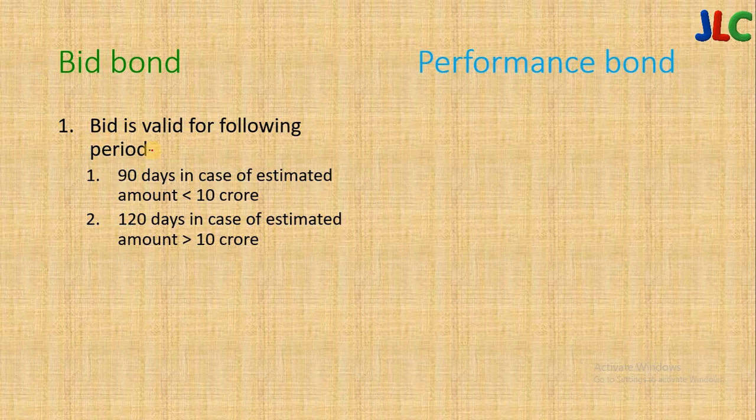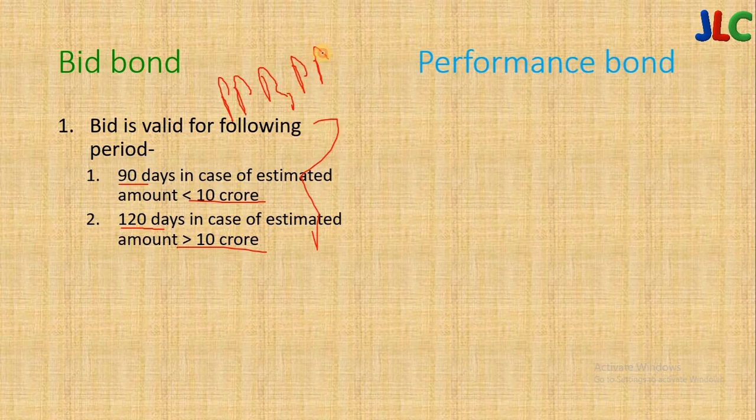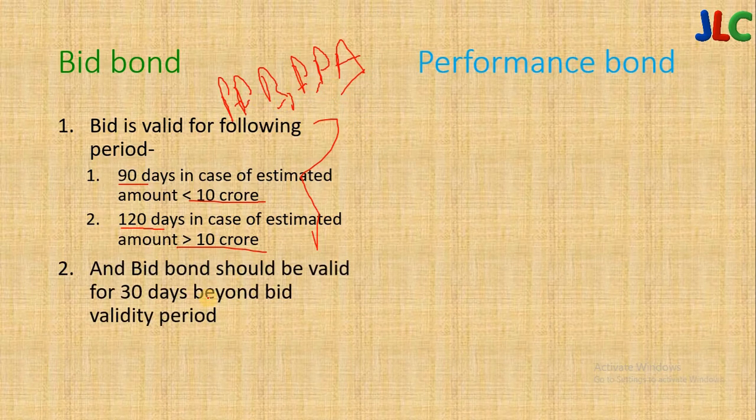Now bid is valid for 90 days when the estimated amount is less than 10 crore, but 120 days when the estimated amount is greater than 10 crore. These are the data from the PPR and PPA. PPR means Public Procurement Regulation, PPA Public Procurement Act. And bid bond shall be valid for 30 days beyond the bid validity period. This is the validity period of bid, the bid which the bidder submit, and the bid bond validity shall be 30 days or 1 month beyond the bid.